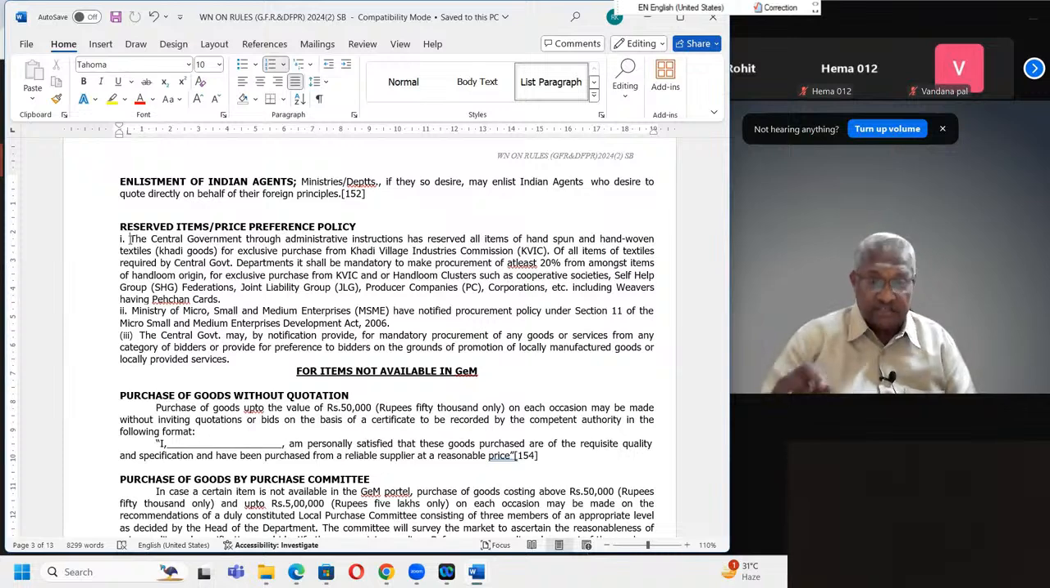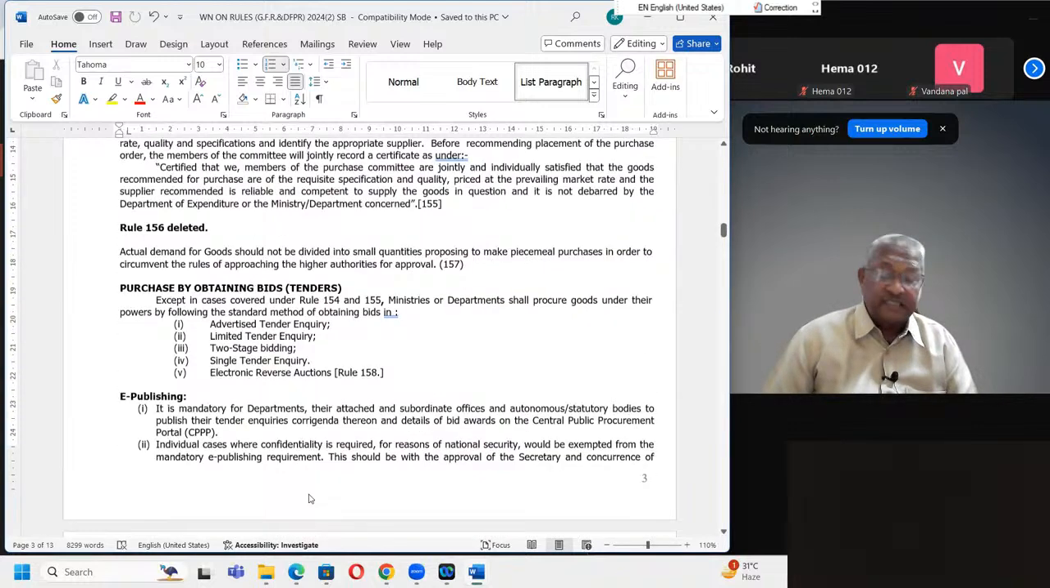I, the purchasing authority, am personally satisfied that these goods purchased are of the requisite quality and specification and have been purchased from a reliable supplier at a reasonable price. ऐसा करके एक सर्टिफिकेट देने से, it is a certificate by the procuring entity, authority. Then on the basis, without quotation, you can purchase from a particular dealer. Then purchase of goods by purchase committee.